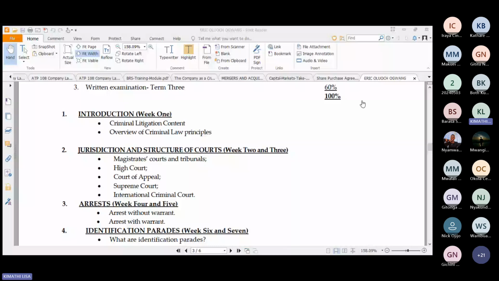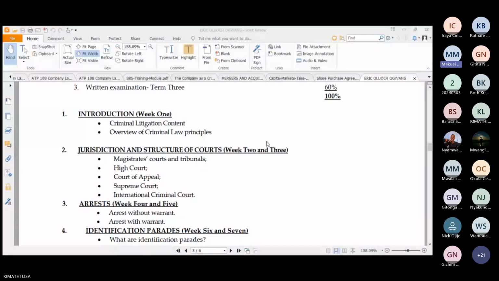Let me try. From the magistrate court to the High Court. Thank you. From the magistrate court to the High Court, petition of appeal. Okay? Therein, the way that a memorandum of appeal is drafted is the same way a petition of appeal is drafted.